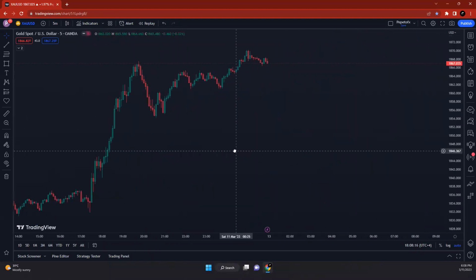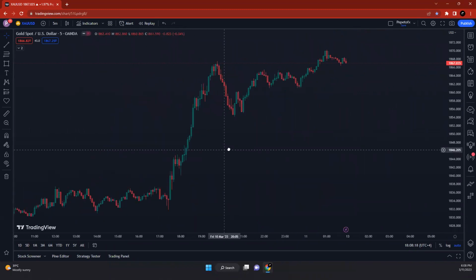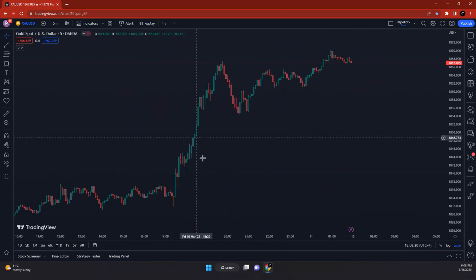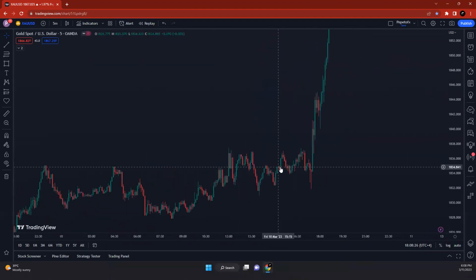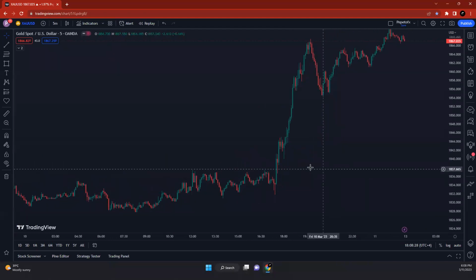People were talking about it in the beginning, like 4 years ago for me, but I was not understanding what it means, breakout, retest. Retests are the best entry. Yes, retests are the best.